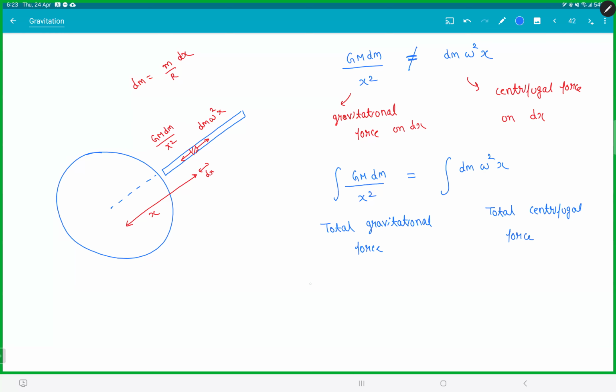And then you can substitute that. So this will be GM, and that will be m by r integral, dx by x square. This is what I keep telling you. The integral is actually easy. The headache is getting the equations. This will be omega square x dx.